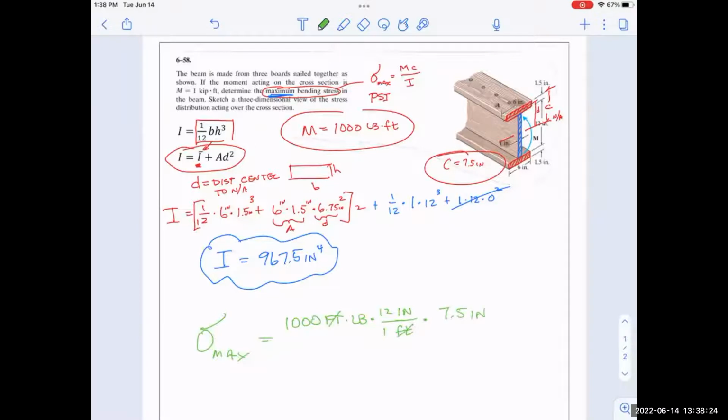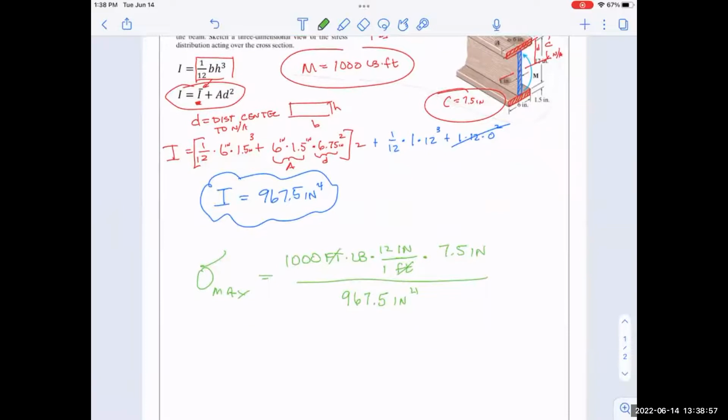So would you agree our unit on the top is pounds square inches right now? Our unit on the bottom is 967.5 inches to the fourth. Are the units going to work out for us then? Yeah, because 2 of the inches on top cancel with 2 on the bottom, and now we have pounds per square inch, PSI. That's rad. So it was important that we switch that moment measurement into pound inches, so to speak. Pop that in there. You get 93 PSI approximately.